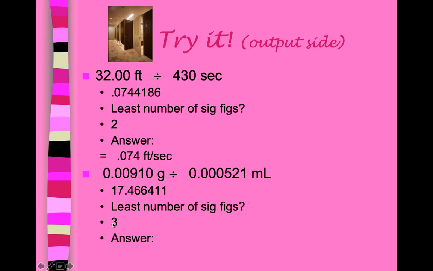So the answer, I get 3 sig figs. Start at the beginning. 1, 2, 3. I look at this number for rounding, which it does. So then my answer is 17.5, 3 sig figs rounded to be as close to those 3 sig figs math answers as I can, grams per milliliter. So this is a density type of calculation. All right. Those are the rules for multiplying and dividing, which is mostly what we do in here.